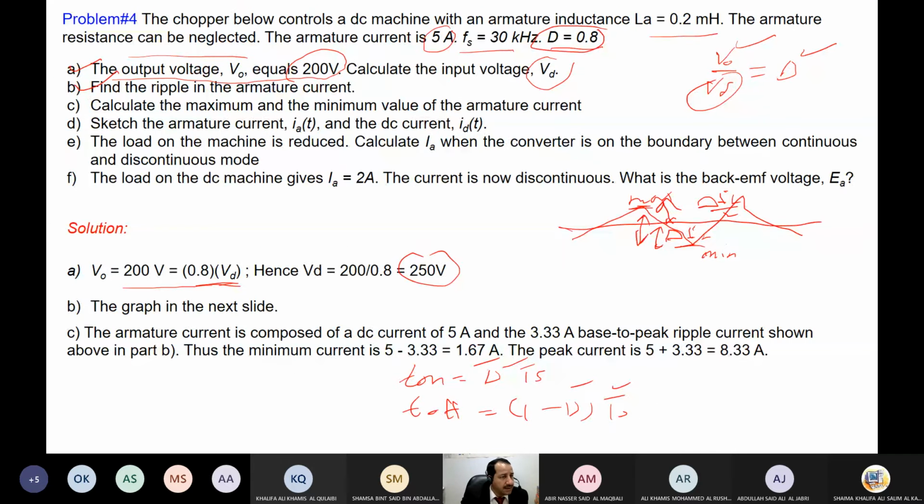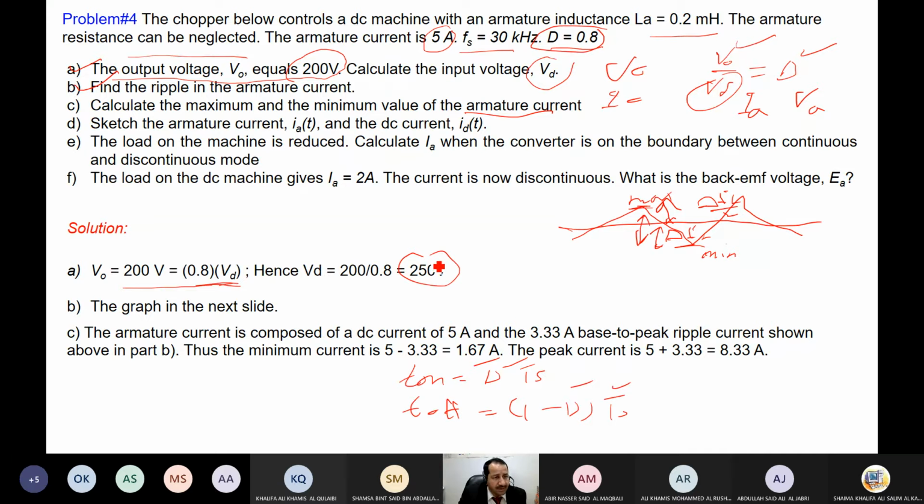I take it. Calculate the maximum and minimum value of armature current. By the way, when he says armature current, he's talking about output, because the armature is connected on the output, on the V out and I out. Rather than telling you as an example VO, IO, I tell you V armature, I armature. Okay, it's an application.